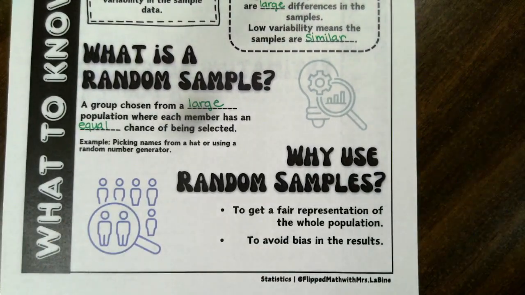Why would we want to use random samples? The biggest reasons are to get a fair representation of the whole population and to avoid bias in the results. Because if I feel one way about whatever data I'm trying to get and I choose people that I know are going to answer the way that I want them to, then I have not given a fair representation of that whole population and I'm being biased. So when I use random samples, that's going to tell us whether I like it or not if people are on the same page as me.